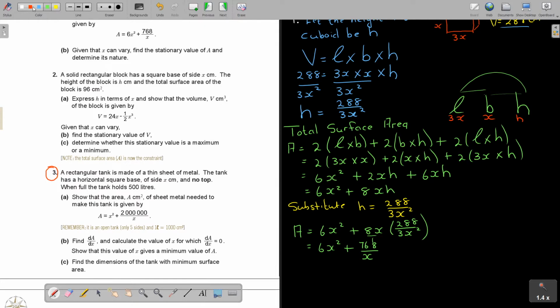And then I go to B. Given that x can vary, find the stationary value of A and determine its nature. So I'm sitting now with this formula. I'm just going to rewrite it. And then stationary points, what do we always first do? We differentiate. Okay, I'm going to get it ready for differentiation. Can you remember? You always bring the x up in the numerator.